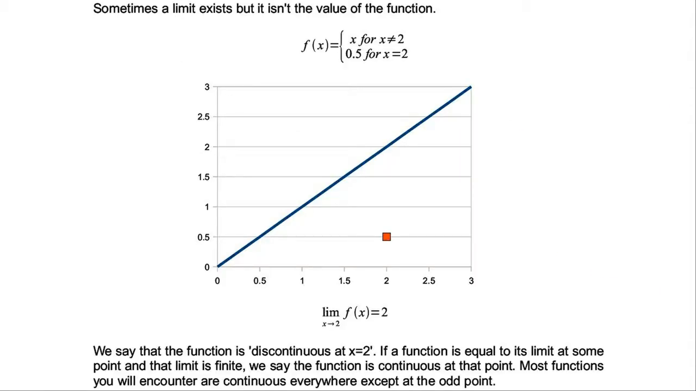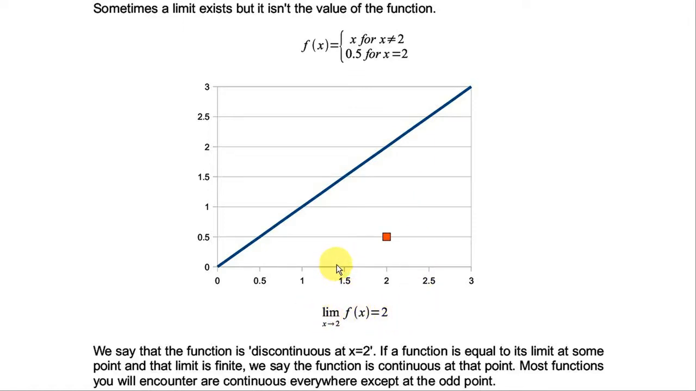Okay, well, sometimes a limit can exist, but not be equal to the value of the function. And here's an example. We've got this function f of x here, and it's equal to x everywhere except for the point x equals 2 when I've set it equal to 0.5. So you can see this point has just been sort of pulled out from there and put down there.